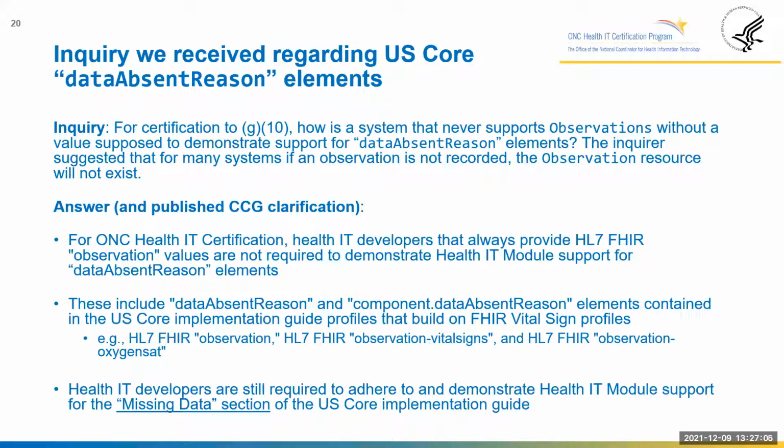But these last two bullets are very important. The second one here, I'm not going to read through it, but it literally puts in quotes the specific resources and elements that we are talking about in this situation, because this is a very narrow carve out we're making for these specific observation resources. You do not need to demonstrate support for the must support data absent reason elements, but that is only in this case, right?